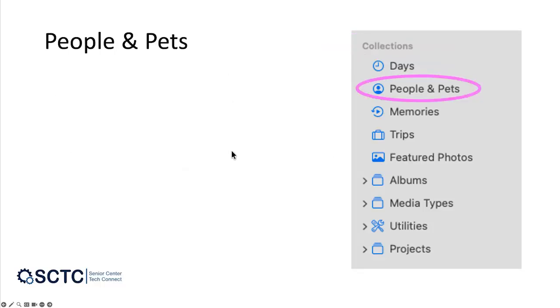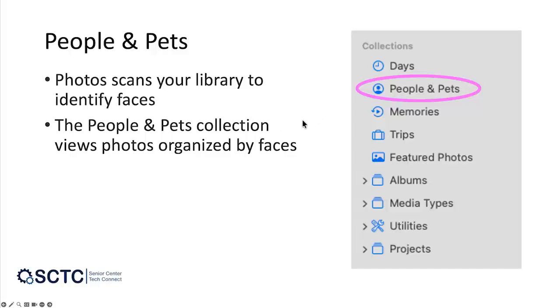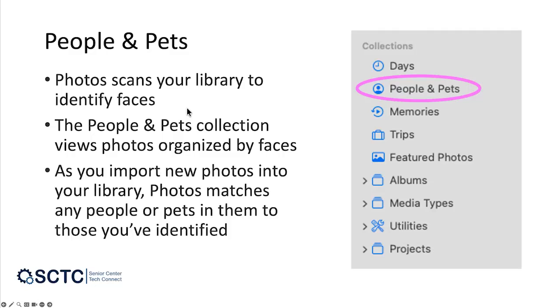So the first one, and probably the coolest, is this notion of people and pets. Since AI is so good at image manipulation, it can do face recognition. So it organizes your photos by who's in them, not only your humans, but also your pets. And as you import new photos into the library, Photos looks at those that are coming in and identifies who's in them, so you can keep track of them.